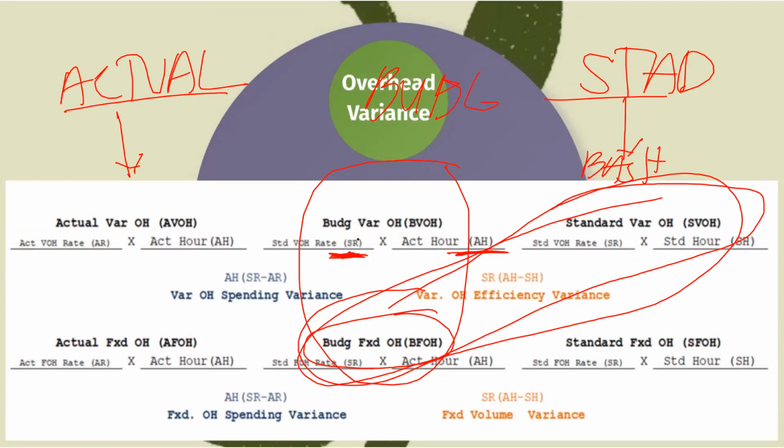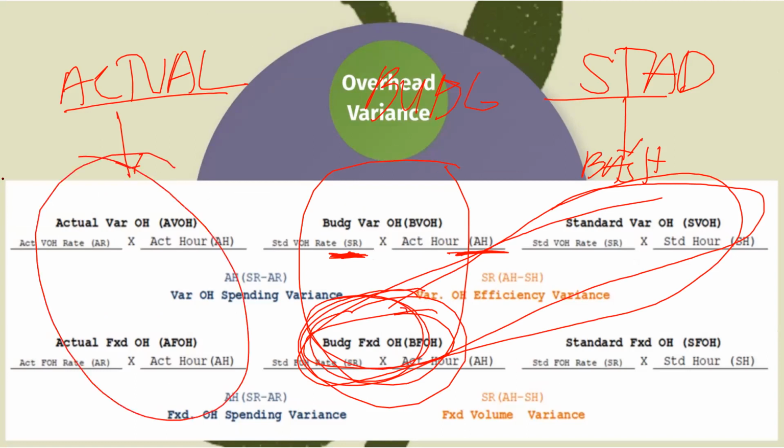Remember, BASH and BAA always have a variable and fixed component. The fixed component is the same. Okay? The fixed component is the same. The budgeted fixed overhead. You compared BAA to your actual factory overhead to get spending variance.